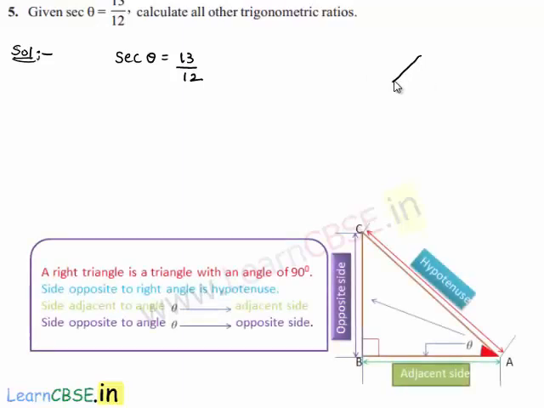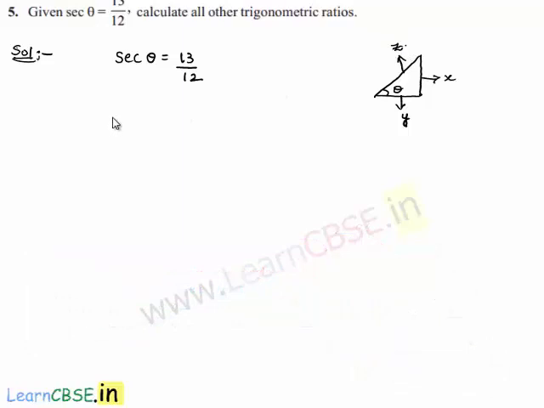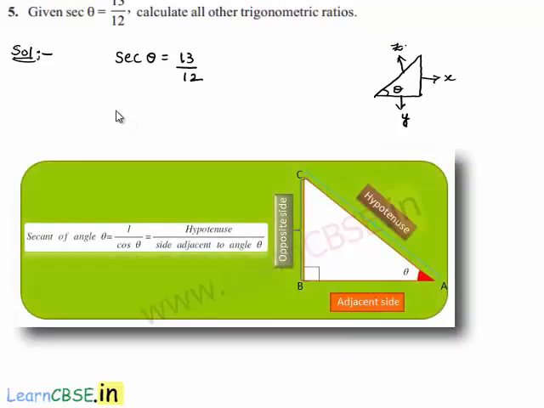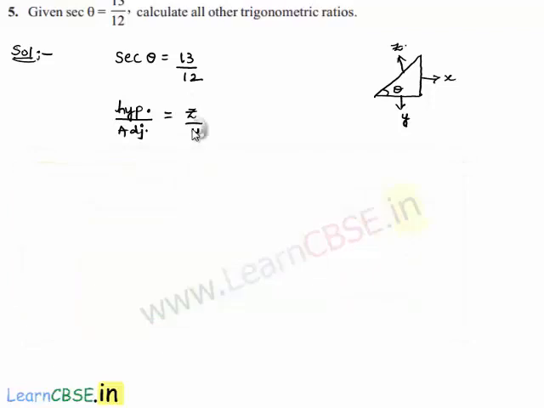So let us consider a right angle triangle in which theta is the base angle, and let us designate the sides as x, y, and let hypotenuse be z. Now we know that secant of an angle is equal to hypotenuse by adjacent side. Here the hypotenuse is nothing but z, and the adjacent side of angle theta is y here.